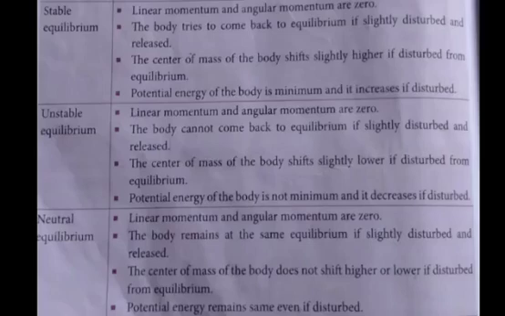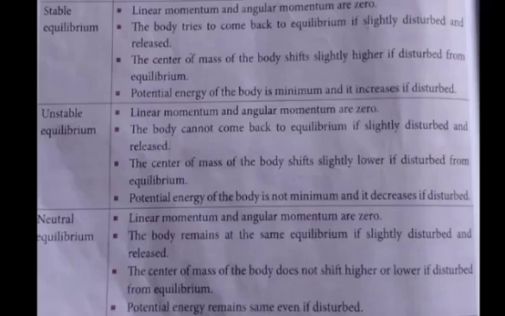Next one is unstable equilibrium. Unstable equilibrium means the ball is on the top of a sphere, so we can't know where the ball will move, and it never comes back to the original position. Linear momentum and angular momentum are 0. The body cannot come back to equilibrium when slightly disturbed and released. The center of mass of the body shifts slightly lower if disturbed from equilibrium, and potential energy of the body is not minimum and it decreases if disturbed.